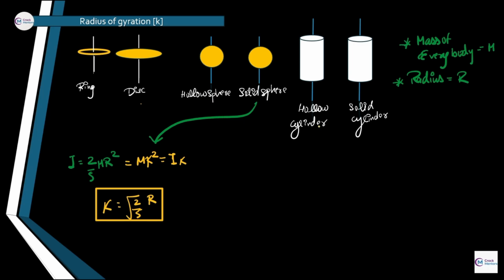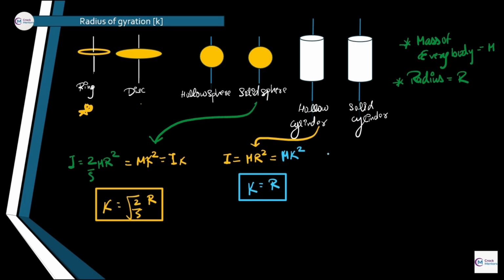Now let us talk about the hollow cylinder. For the hollow cylinder, the moment of inertia value is the same as that of the ring. We know about it. It is equal to mr square. Then I am equating it with mk square. I have mentioned there that it is equal to the ring. Now k is equal to r, and it is the same for the ring. Whenever the value is k equal to r, that means it can be a ring or it can be a hollow cylinder.